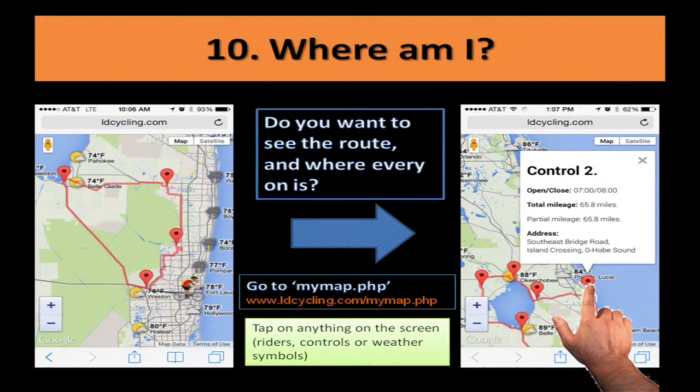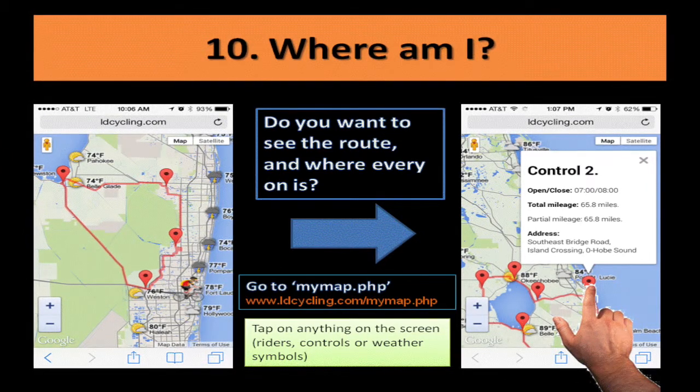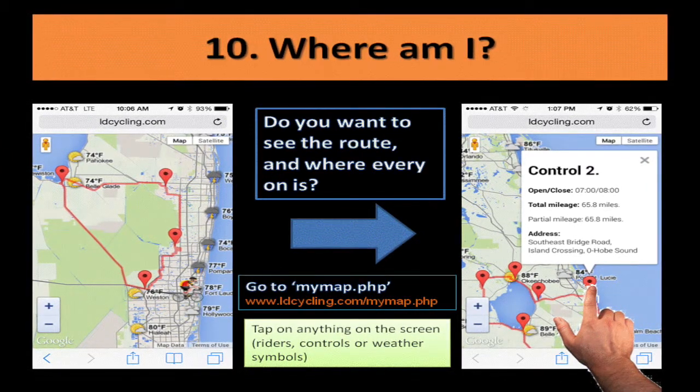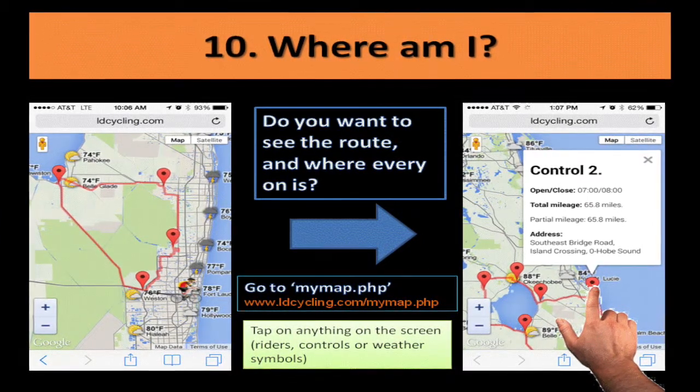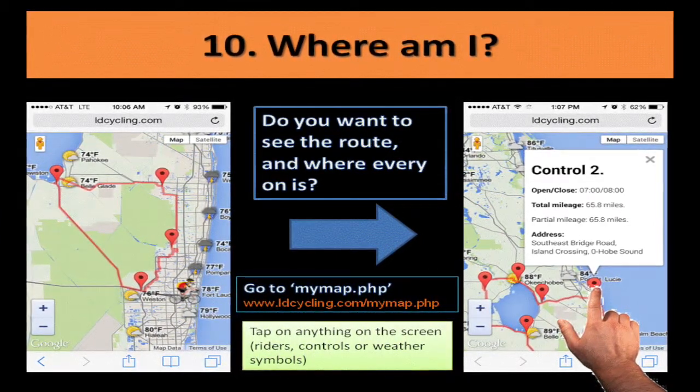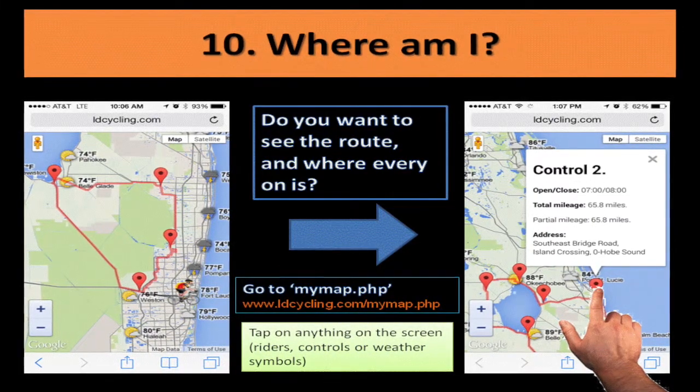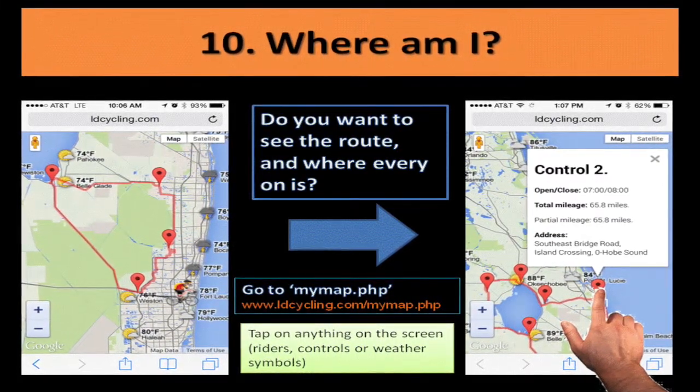At some point you might want to see where you are in relation to other riders. Maybe one of your buddies got lost and you want to know where he or she is. You can do that too. Leaving Track My Ride in its own window, open up another window and go to My Map.